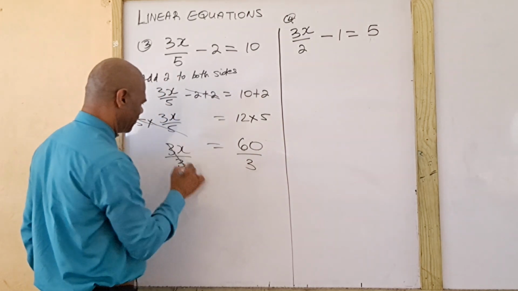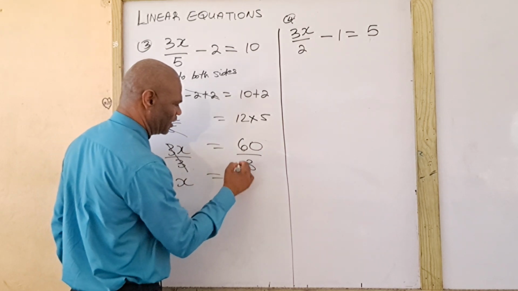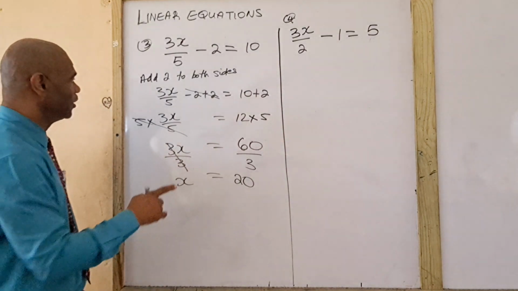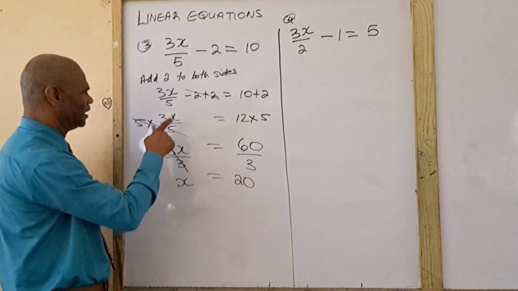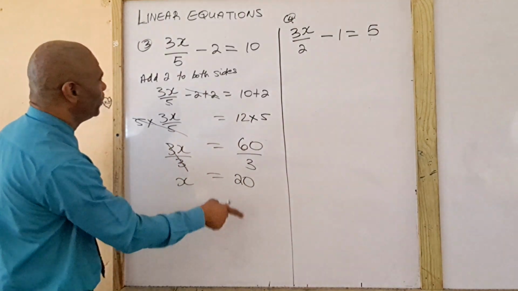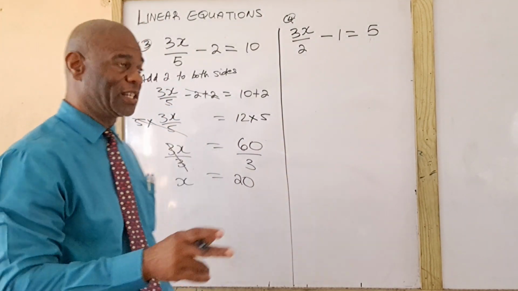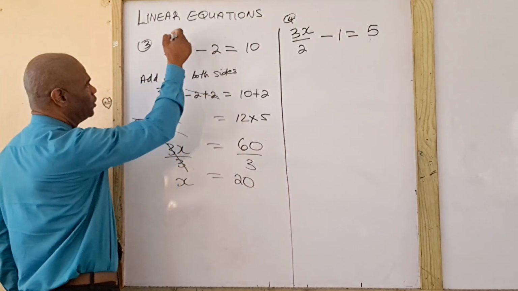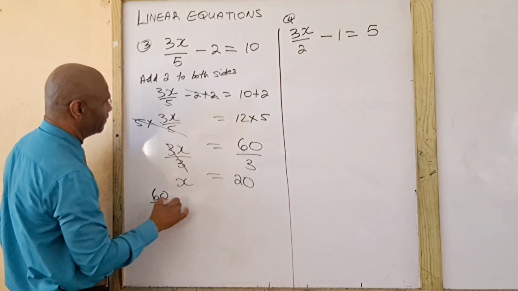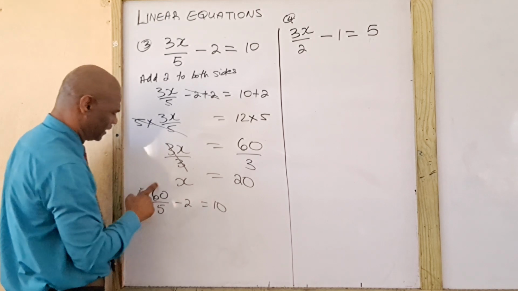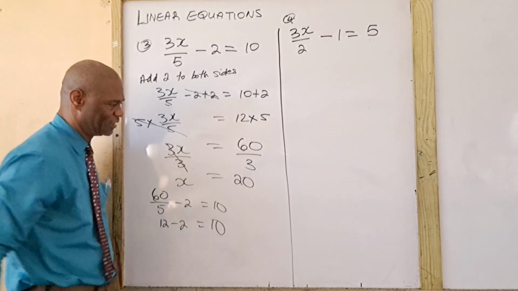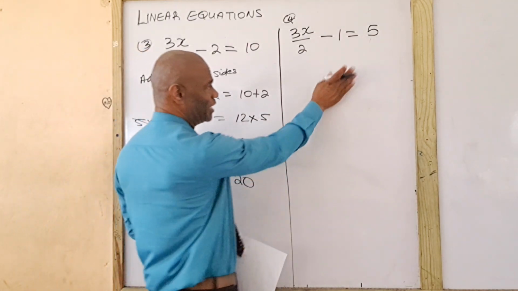So x is equal to 3 into 60, that's 20. So x is equal to 20. First, we add 2 to both sides, then we multiply by 5, then we divide by 3. Our answer is 20. We can put that back in the equation to check. 3 times 20 is 60. So 60 divided by 5 minus 2 equals 10. 60 divided by 5 is 12, 12 minus 2 equals 10. So that's correct.